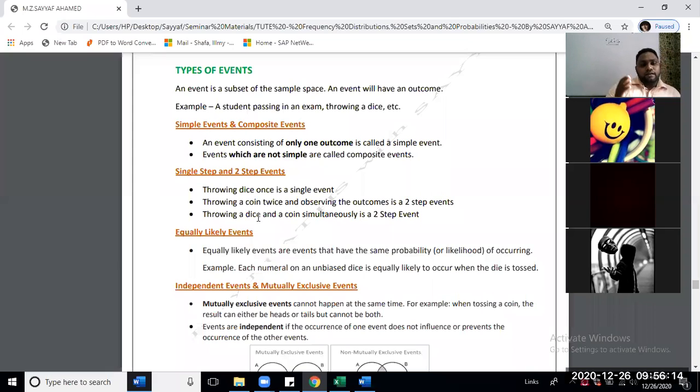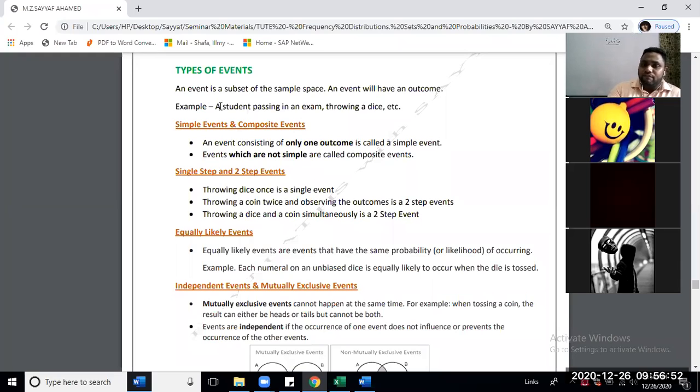Whereas in the composite event, the events which are not simple are called composite. So any event which will have more than one outcome is a composite event. Say for example, if you write an exam, you can't pass and fail both. So if you pass or fail, only one outcome can be there. So that's a simple event. But out of passing you can have A, B, C, D, or you can have A, B, C, S. So that is a composite event. I hope it's clear, right?